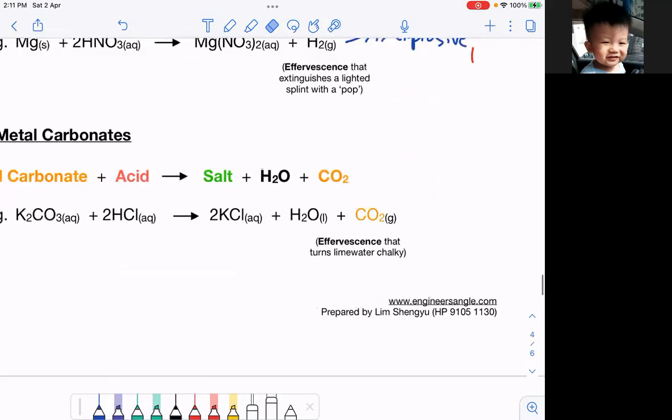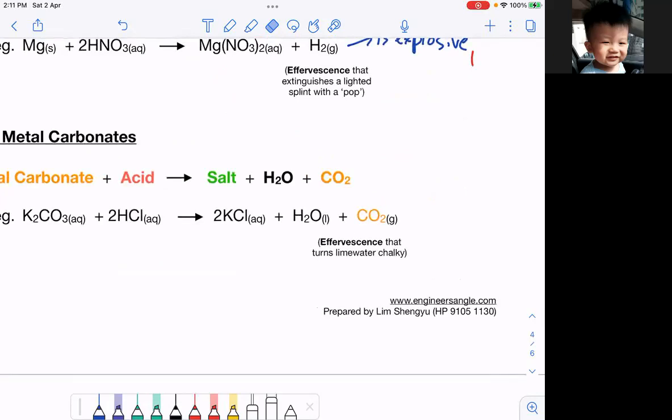So a bit more. This is also an effervescence. Who still remembers what is an effervescence? Gas release. So basically you observe it, you see bubbles. This gas will turn lime water chalky. Lime water, what is lime water? Calcium hydroxide. Lime water is calcium hydroxide. Not super required, but good to know. And it will turn lime water chalky.